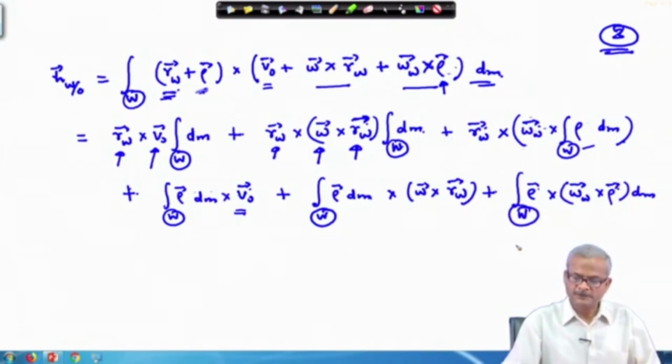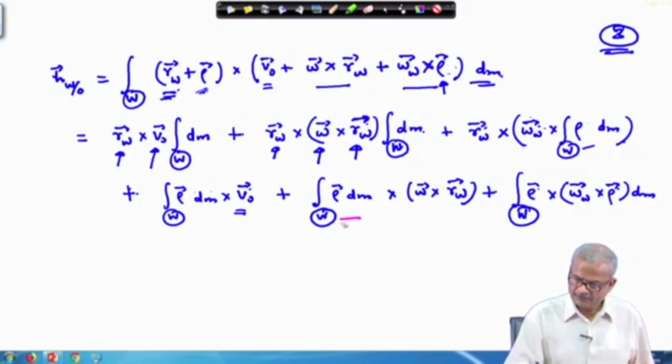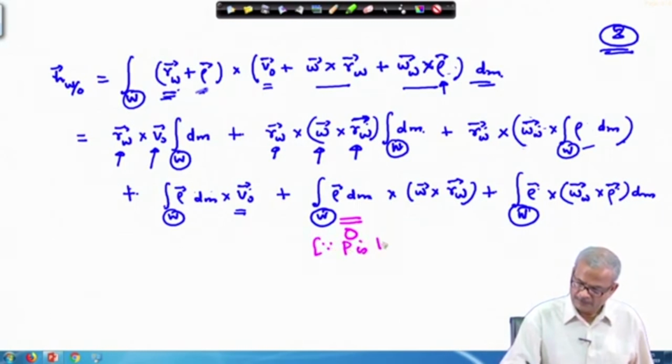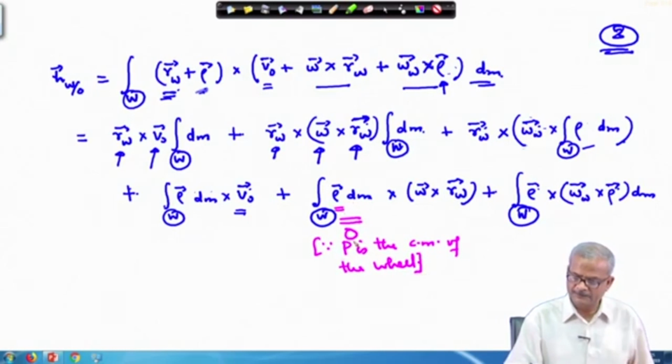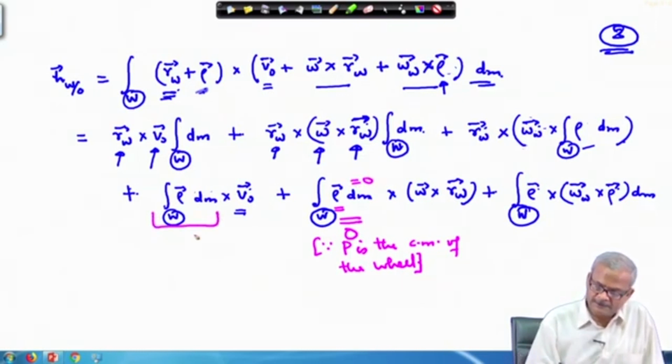Okay. So, in total we have 6 terms. Now, we can see here that some of the terms drop out, because we have chosen P as the center of mass of the wheel. So, therefore, this term is 0, and from P we are measuring this rho vector, and therefore, this will drop out. So, this quantity is 0 here, and then this quantity similarly becomes 0.